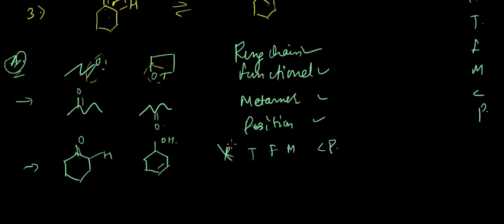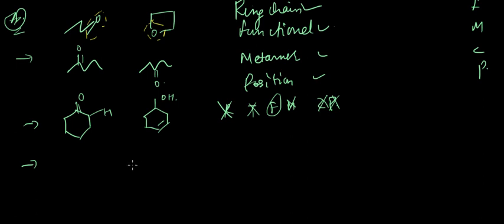Is it a ring chain? No. Is it a tautomer? No. If it had been a tautomer, then OH would come here and the pi bond should come here, not here. It's not a tautomer. Is it a functional isomer? Yes. Is it a metamer? No, because the functional group is not the same. Is it a chain? No. Is it a position? No.